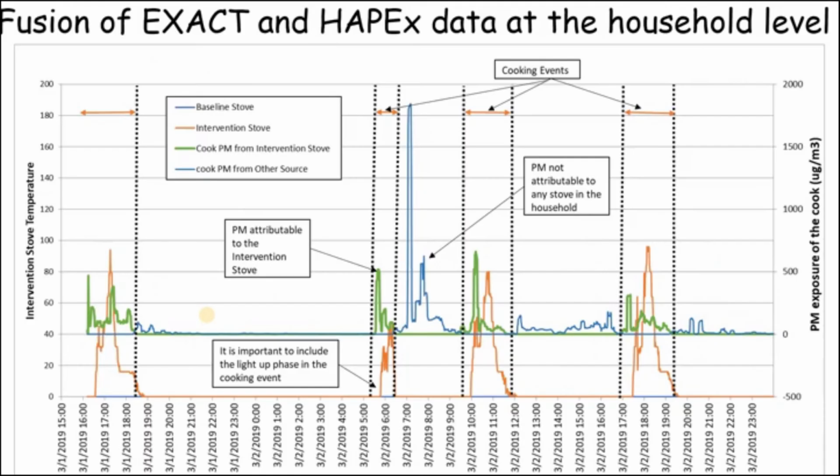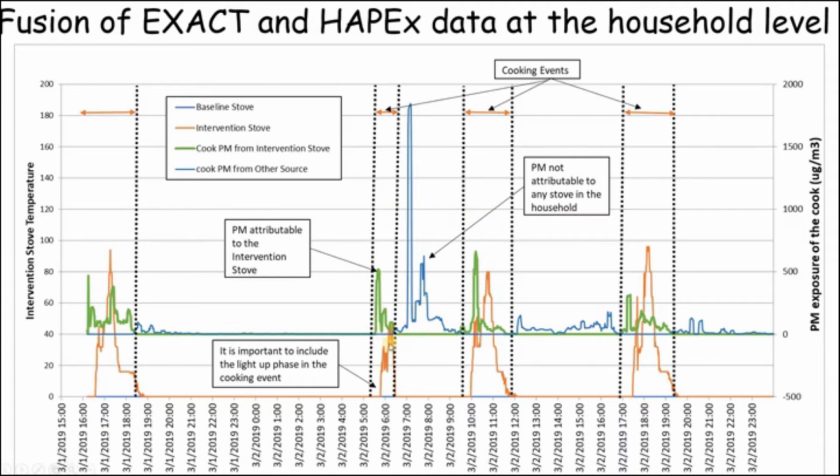And so let me walk you through this. This slide is quite dense. If we start at the bottom with the x-axis, this is the time. On the left we have the temperature of the stove, and on the right we have the exposure of the cook. If you look at the orange trace, that's the temperature of the intervention stove, and the dotted lines represent the start and end of cooking events. So you see we have one cooking event here, one other cooking event here, here and here.